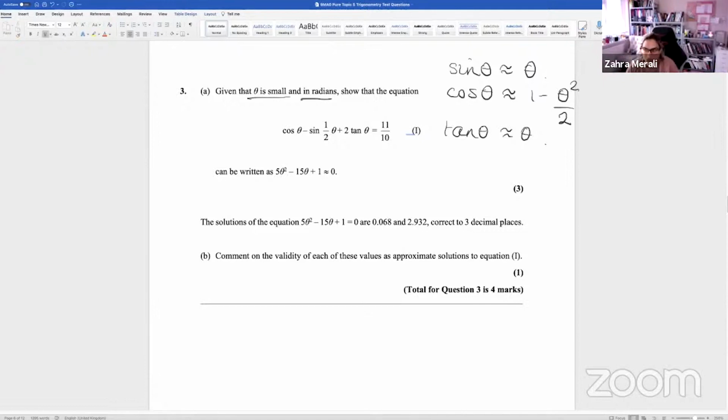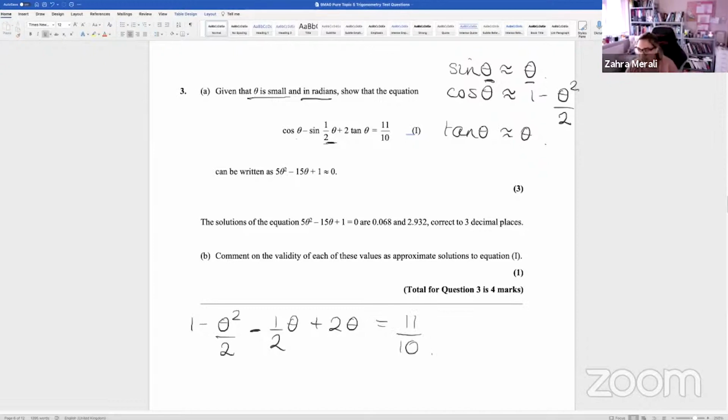So you're just going to substitute that in. Wherever you've got a cos, I'm going to replace the cos with 1 minus theta squared over 2, minus sine of a half theta. So instead of theta, I've got a half theta, so that's just going to be a half theta. And tan theta, 2 tan theta, is just going to be 2 theta, equals 11 over 10. We don't want anything on the bottom.